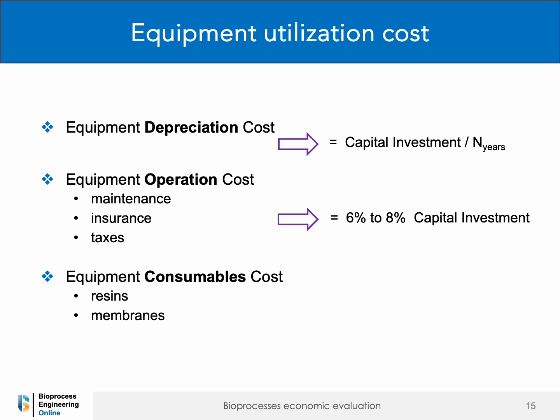The equipment cost encompasses three components: equipment depreciation cost, operating cost, and equipment consumables cost. The annual equipment depreciation cost is computed by dividing the capital investment by the number of depreciation years, typically around 10 years. The annual equipment operating cost includes expenses for equipment maintenance, insurance, and other taxes. This cost typically ranges between 6% and 8% of the capital investment. Additional expenditures for equipment consumables include costs for resins used in chromatography columns, as well as membranes for ultrafilters or microfilters.